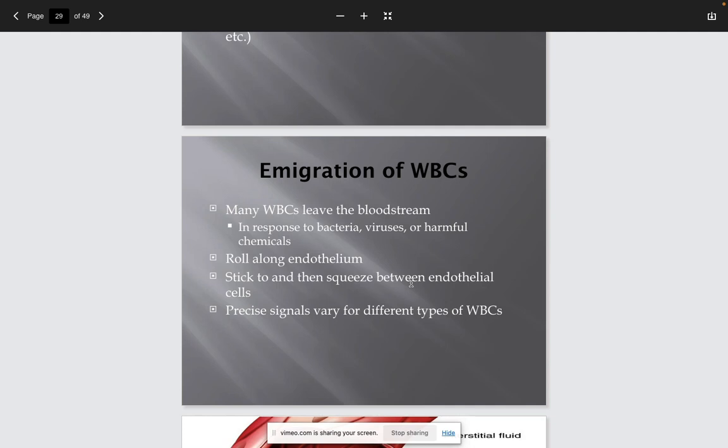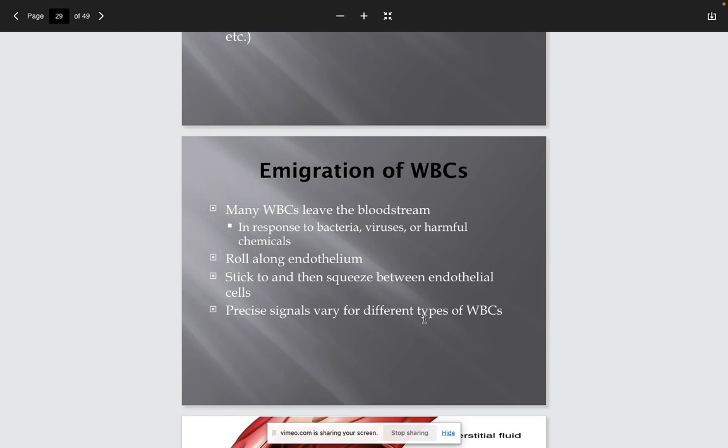So they roll along the endothelium of the cell, and the endothelium is just the inner lining of the blood vessel. They stick to and squeeze between the endothelial cells. So rolling along the endothelium, this is called margination. And then when they actually squeeze between the endothelium, this is called diapedesis.